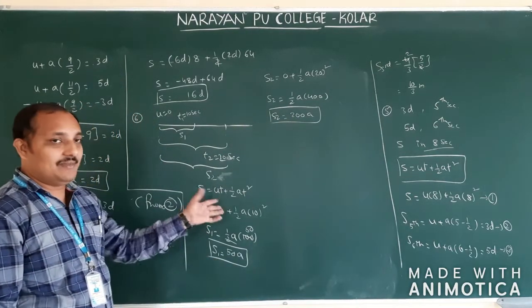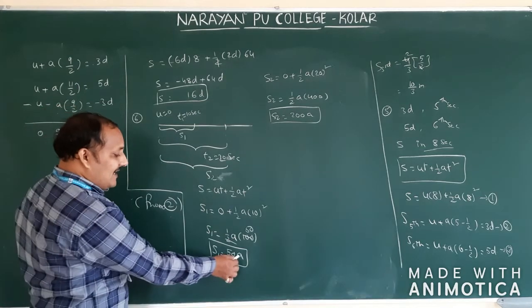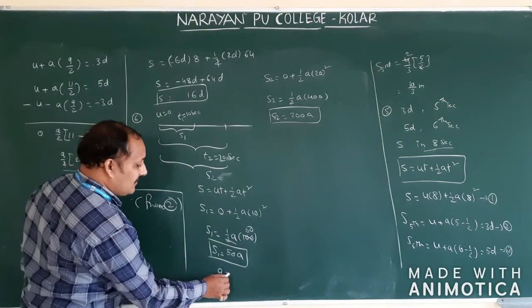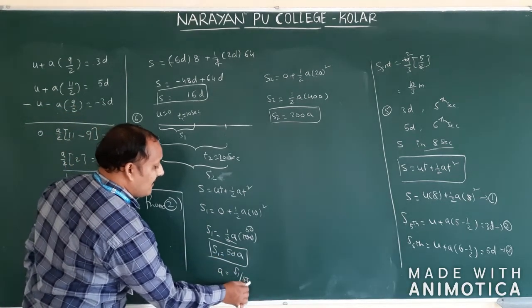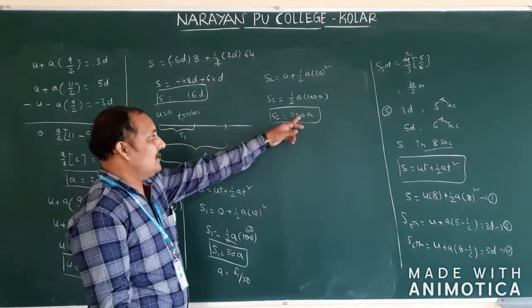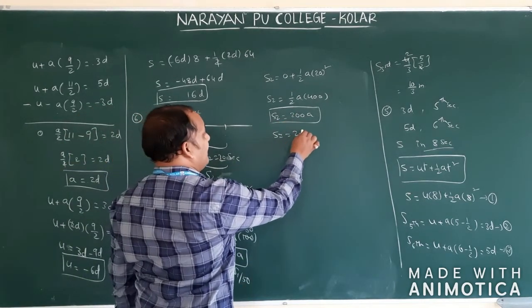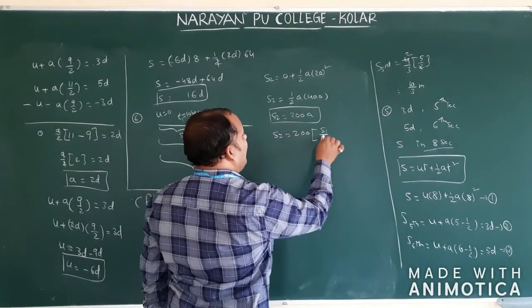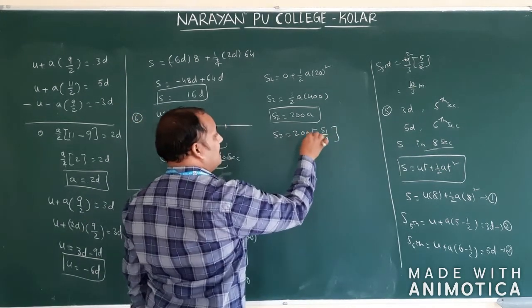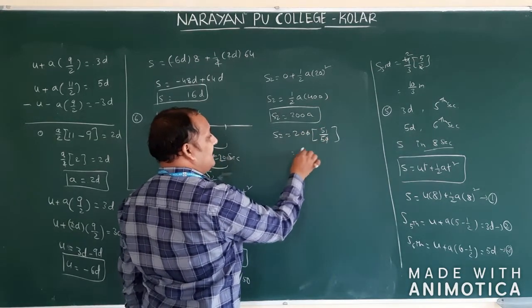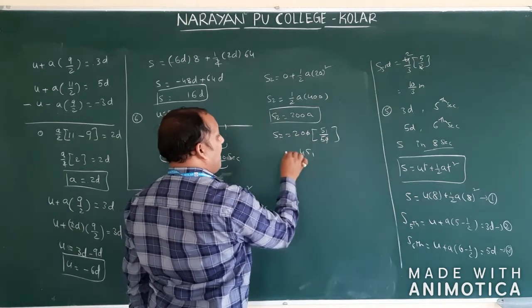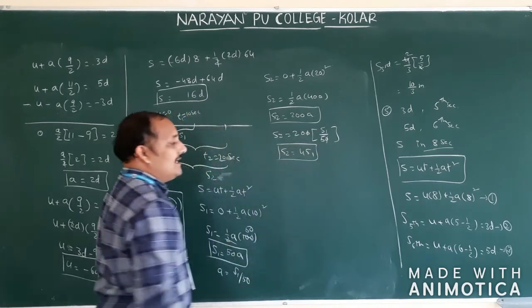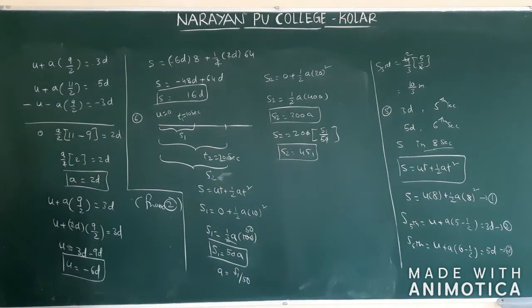So you should get the relation between S2 and S1. From this, a we can write as S1 by 50. Substitute this one here. S2 is equal to 200 into a value, S1 by 50. The 0 will be cancelled, 5 will cancel into this one 4 times. S2 is equal to 4S1. Therefore, option 2.